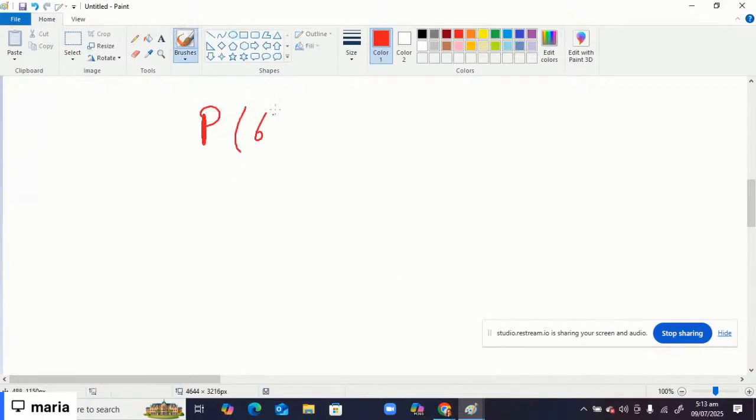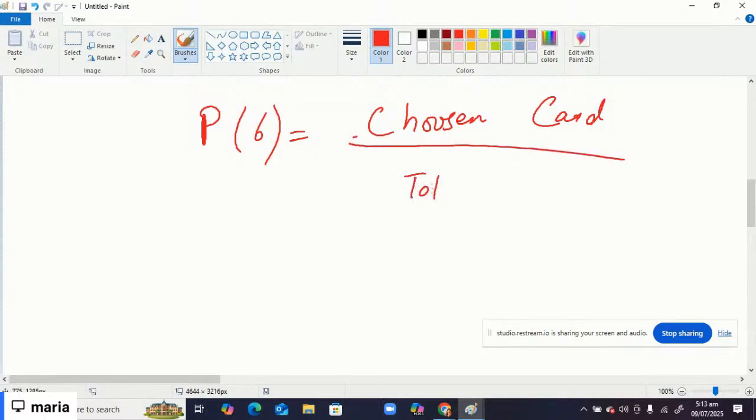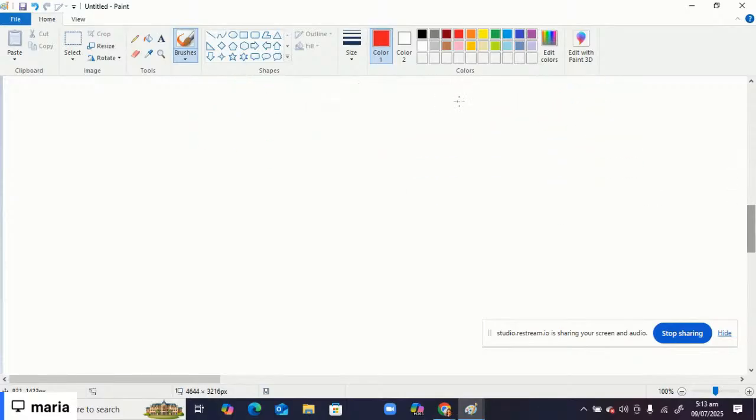Probability of six is chosen card over total number of cards. So we choose only one card, and the total number of cards is 4. Okay, so the answer is 1 by 4.